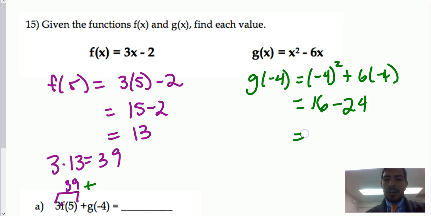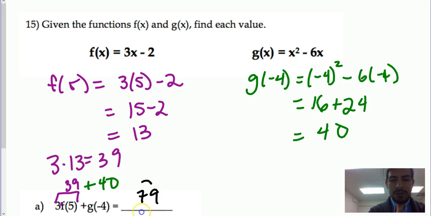Oh wait, hold on. Mr. Lakin made a little boo-boo. Let's get rid of this. Let's make that a minus. So it's a minus 6 times negative 4. 6 times negative 4 is a negative 24. So we've got a minus times a negative, which is a positive, which gets us 40. And then when I add my green and purple number together, I end up with the answer, 79.